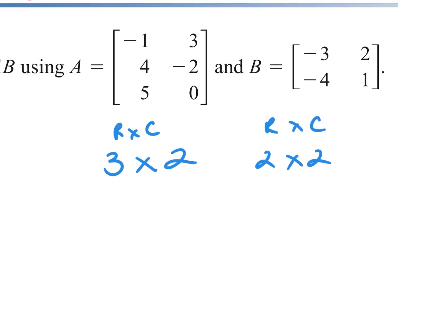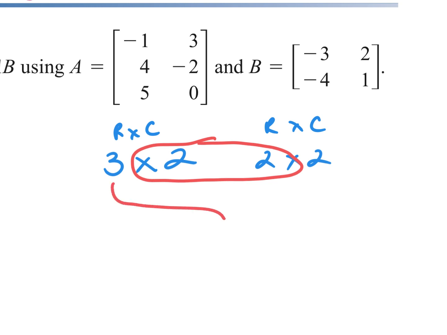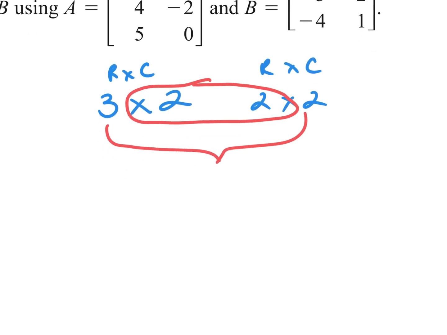What's the first thing we wrote down? What has to be the same? The middle dimension has to be the same. Are the middle numbers the same? Yes. So the outside tells you the answer. Your answer will be a row by column. A what? A 3 row by 2 column.